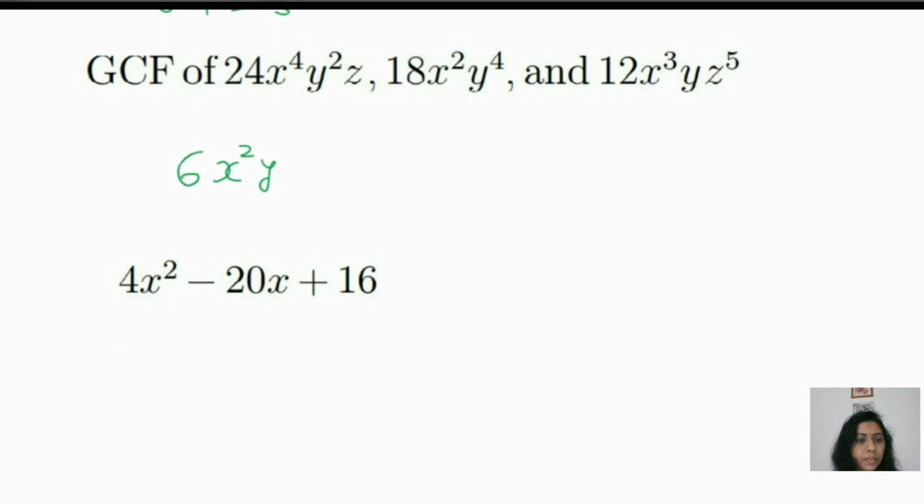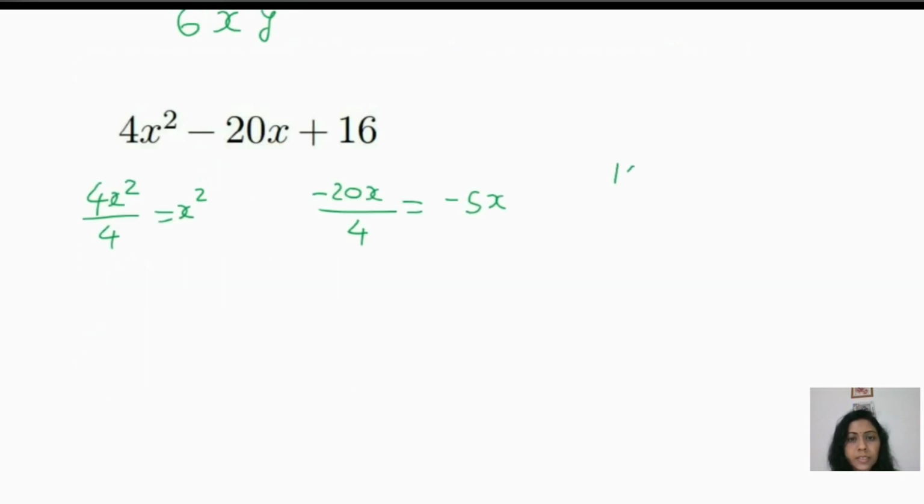Because for 4x squared we can just check, can we take common 4? So 4 cancels, just x squared. Now minus 20x divided by 4. So 4 times 5, minus 5x, okay, and 16 divided by 4, we get 4. So all terms are divisible by 4, right? So we can write here the answer: this 4 is the greatest common factor, and we write these answers in the parentheses.